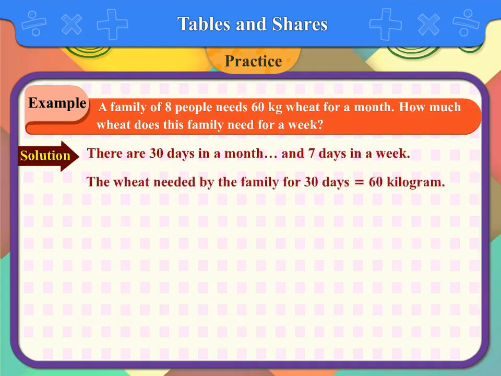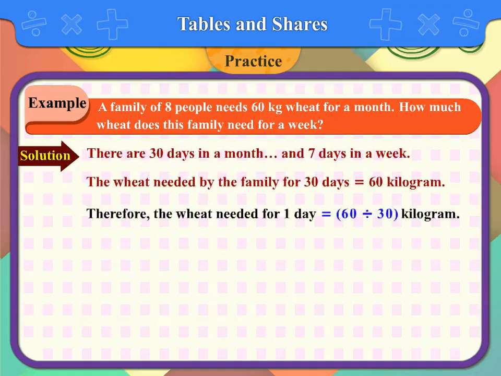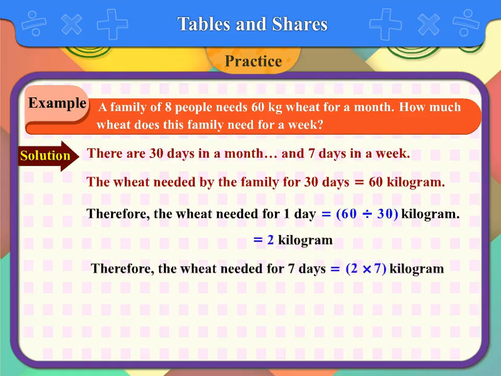The wheat needed by the family for 30 days is equal to 60 kg. Therefore, the wheat needed for 1 day is equal to 60 divided by 30 kg is equal to 2 kg. Therefore, the wheat needed for 7 days is equal to 2 into 7 kg is equal to 14 kg.